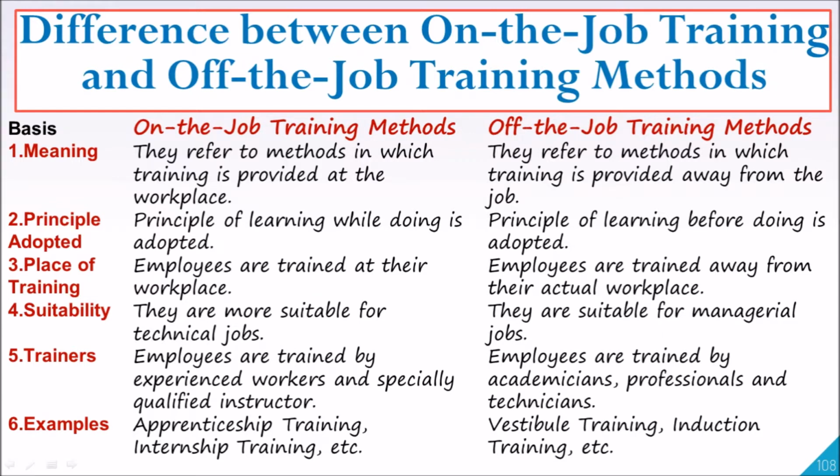So there are a few bases on which these two methods have been compared. The very first base is meaning. Already I have explained the meaning to you. It is being repeated here. Let's read it. On the job training methods refer to methods in which training is provided at the workplace. Means the employee is kept at the office or at the workplace. He is not taken away to any other place.